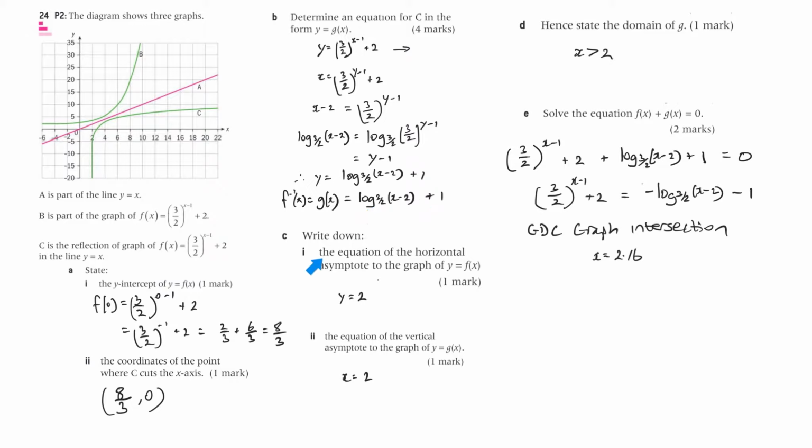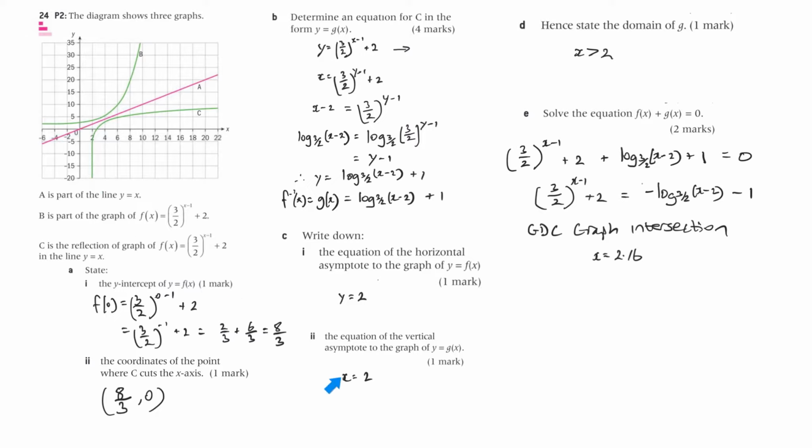Part C, write down 1, the equation of the horizontal asymptote of B. That's our original function. Well, if we look at it, we know that the plus 2 would indicate that whereas the original parent function's asymptote was at y equals 0, now it's going to be y equals 2. And 2, the equation of the vertical asymptote of the graph y equals g(x). Now the vertical asymptote of the inverse function is going to be x equals 2. There we go. Because it's just inverted.